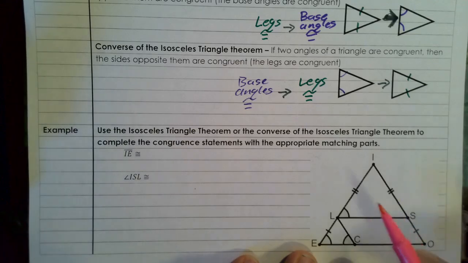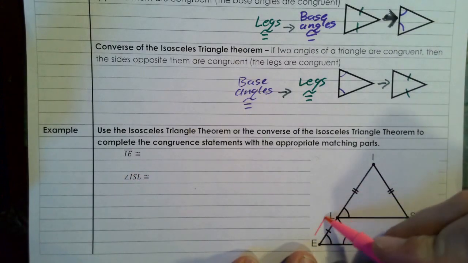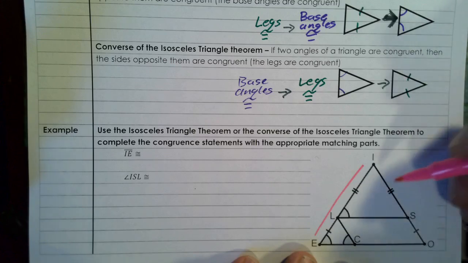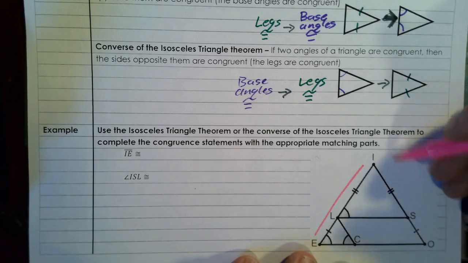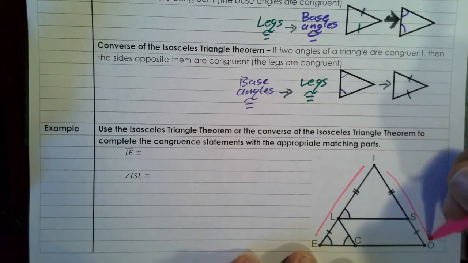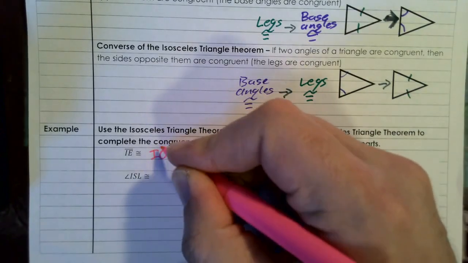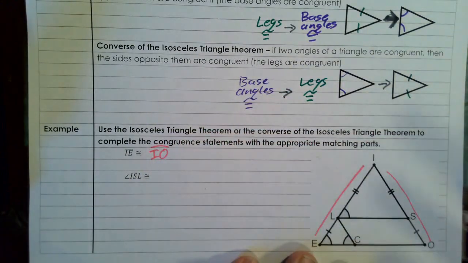So if I'm looking at this diagram and these congruence statements, it's asking about what's going on with IE. That's got to be congruent to this other side over here that also uses this tick and that single tick. So then IE has got to be congruent to IO because this overall thing is an isosceles triangle.